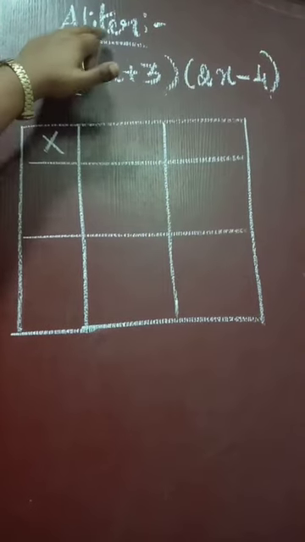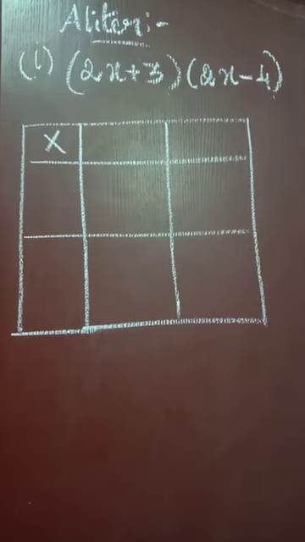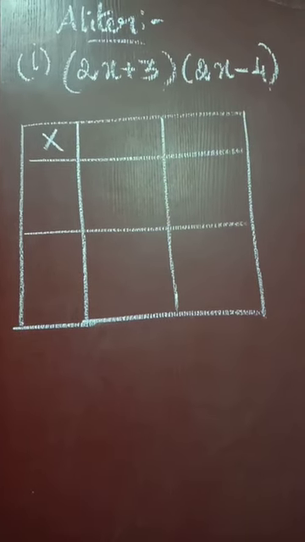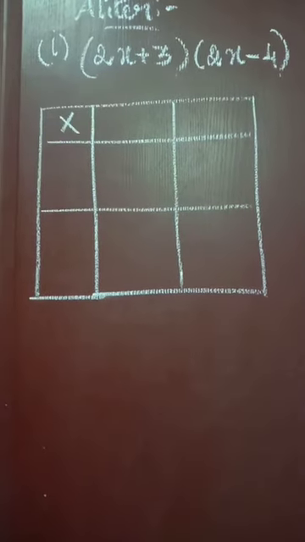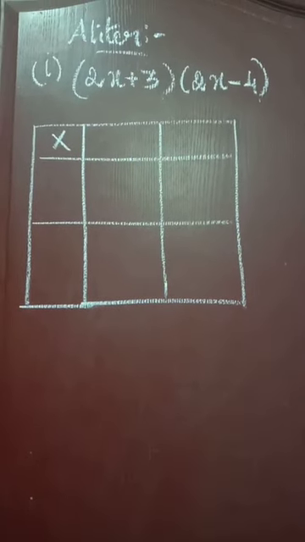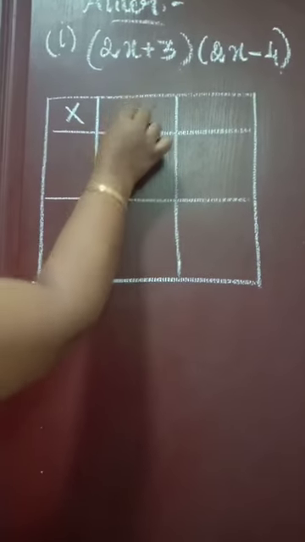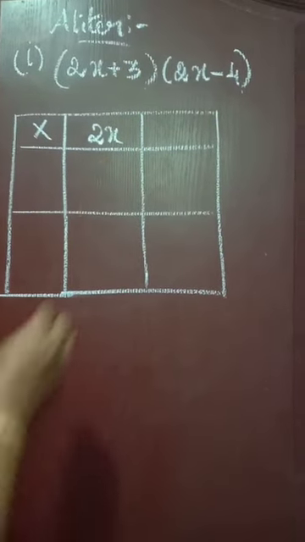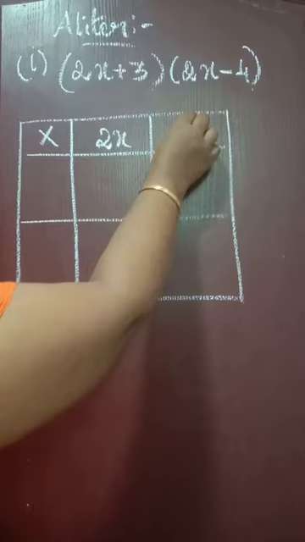Aliter means another method. Another method is this tabular column method. In the bracket, what are the two terms? Yes, 2x is the first term, 3 is the second term. So here I write 2x. What is the next term? Next term is 3. So in this place I put 3.